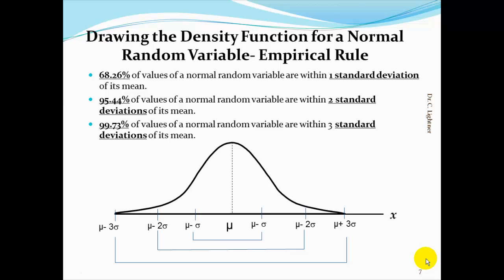Recall the empirical rule. The empirical rule states that for normally distributed data, 68.26% of the values will fall within one standard deviation of the mean. 95.44% of the values will fall within 2 standard deviations of the mean. And almost all values, or 99.73% of values, will fall within 3 standard deviations of the mean. In the Computing Normal Probability section, we will learn how all of these percentages are computed.